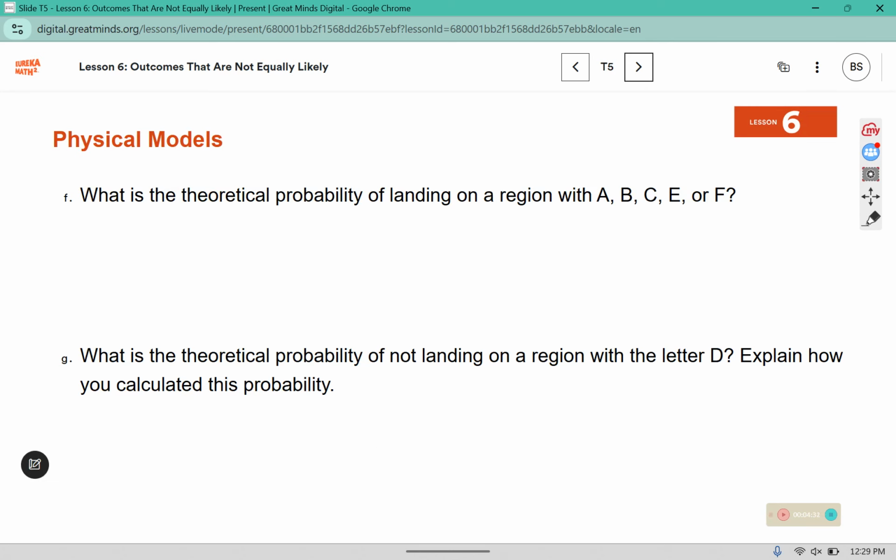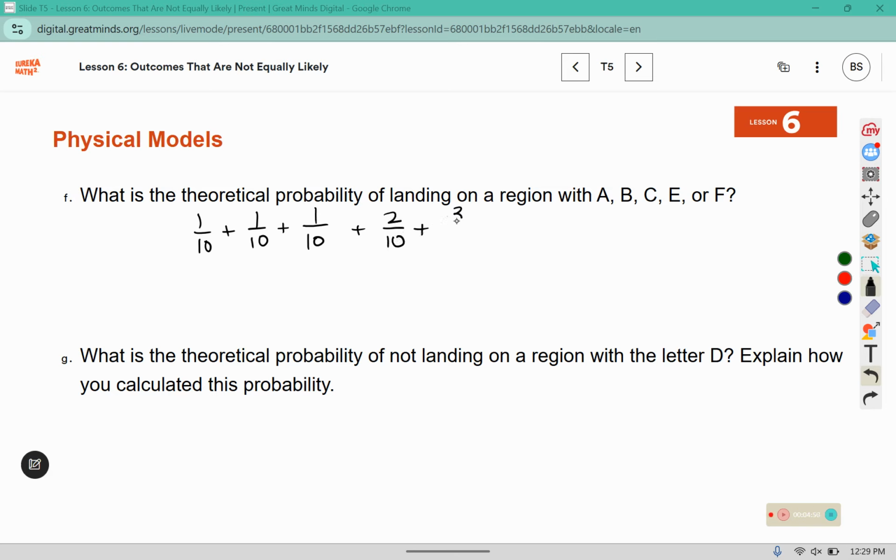What is the theoretical probability of landing on a region with A, B, C, E, or F? Well, A was 1/10, B was 1/10, C was 1/10, E was 2/10, and F was 3/10. So that's 3, 4, 5, 6, 7, 8 tenths.